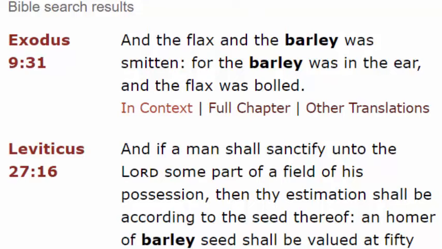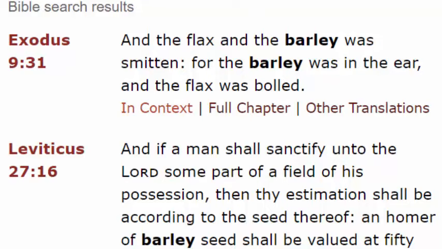Now, we're here in the Bible and we're looking for the word barley. And the first time we see the word barley is in the book of Exodus, chapter 9 and verse 31. This is when the plagues were coming down on Pharaoh back there during the days of Moses. Well, notice that verse 31 says, "And the flax and the barley was smitten, for the barley was in ear, and the flax was bold." Now, this one verse is why there are so many people that actually talk about barley harvest every year.